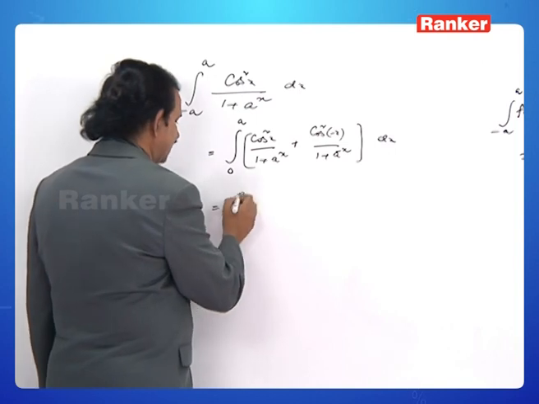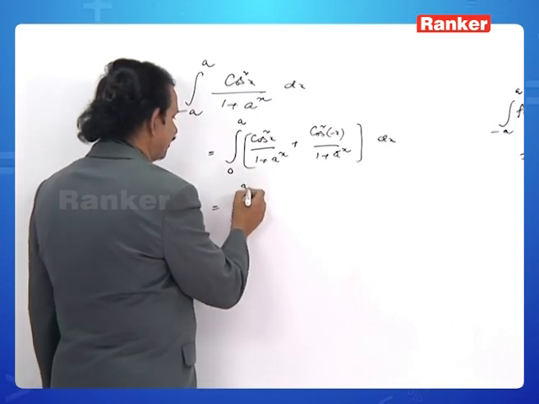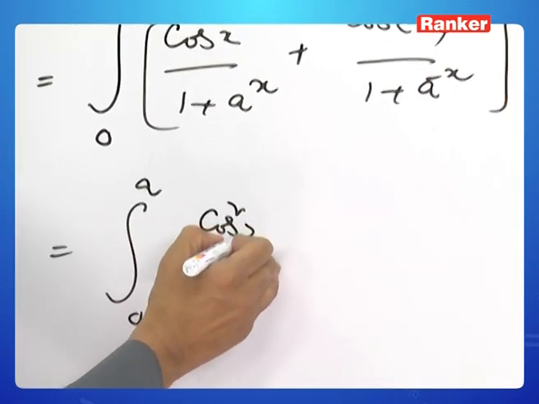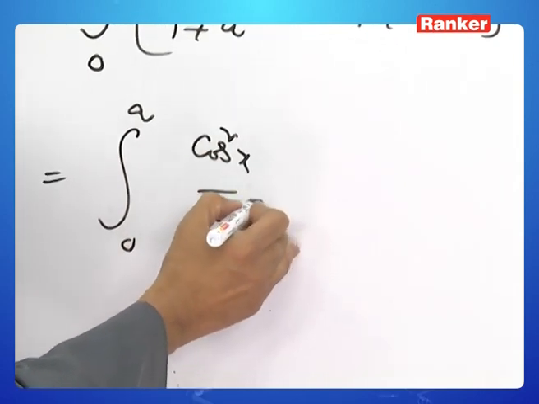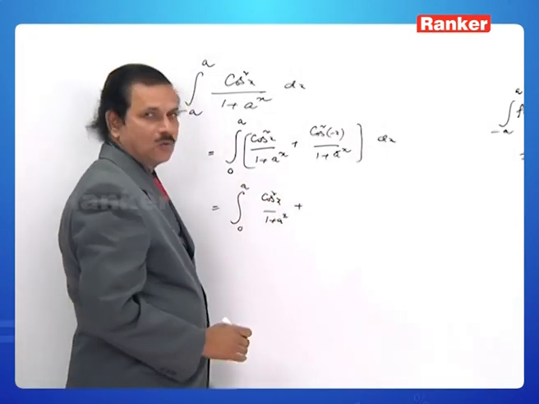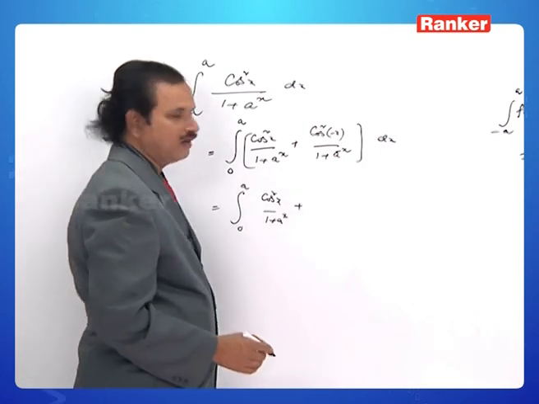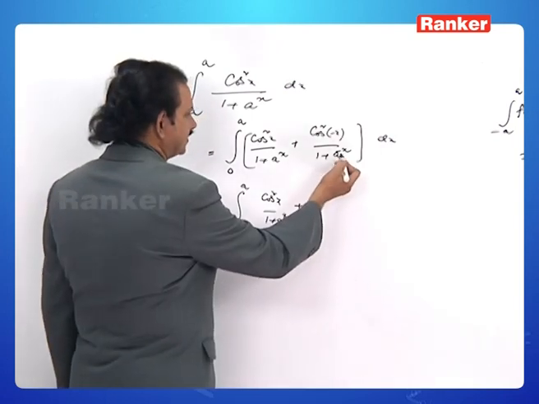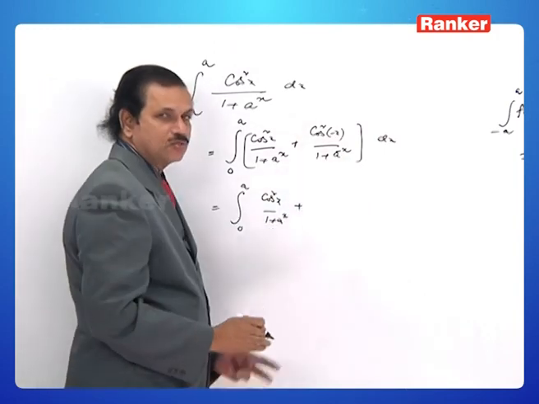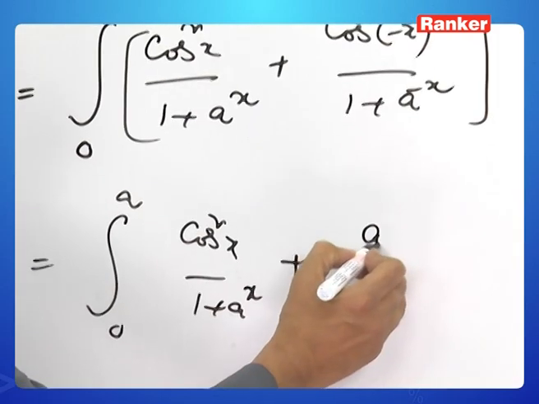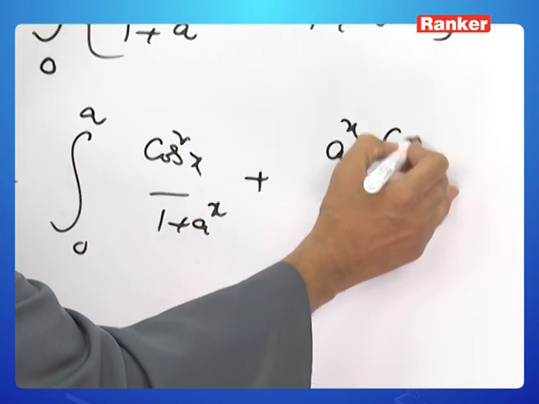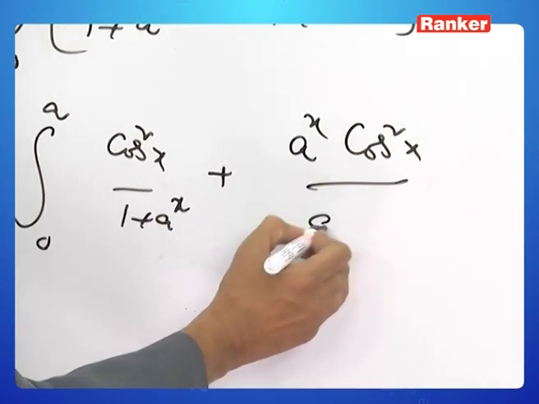Good. Next, integral 0 to a cos square x by 1 plus a power x plus, what is cos square of minus x? Cos square x. There will be no change at all. See, a power minus x is available in the denominator. To nullify that, I like to multiply both numerator and denominator with a power x. What happens? You observe.